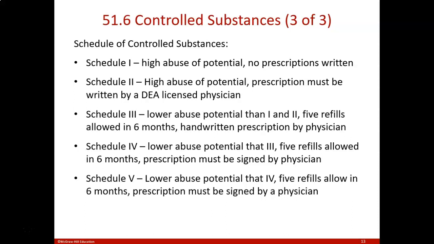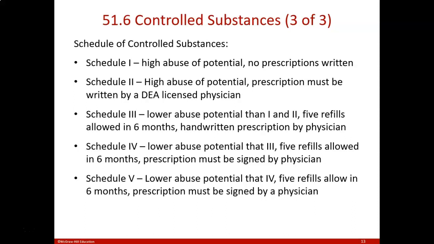5 refills allowed in 6 months. It has to be a handwritten prescription by a physician. Okay. Next category down is level 4 and then 5. These have the lower abuse potential. There's still abuse potential there, but it's lower than the other ones.